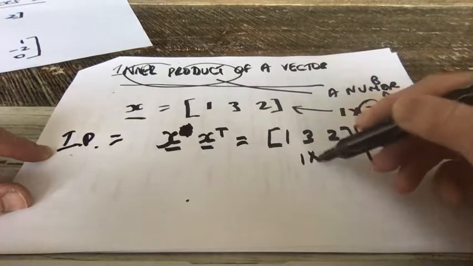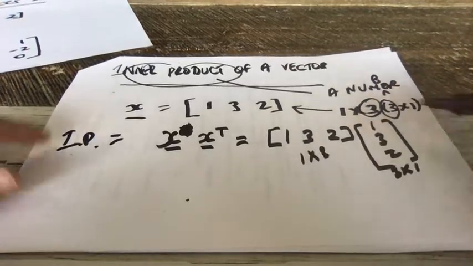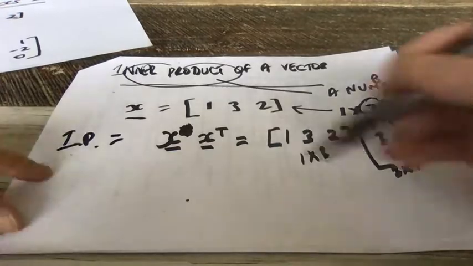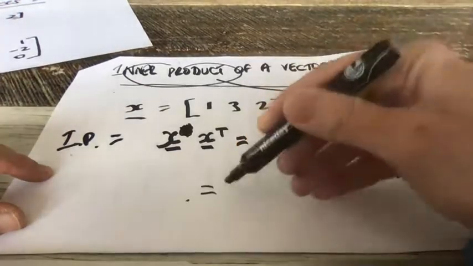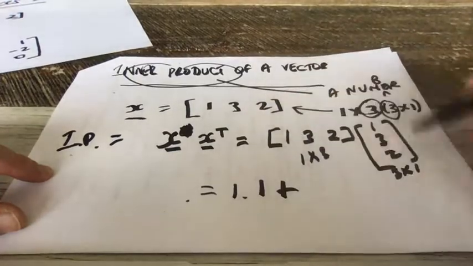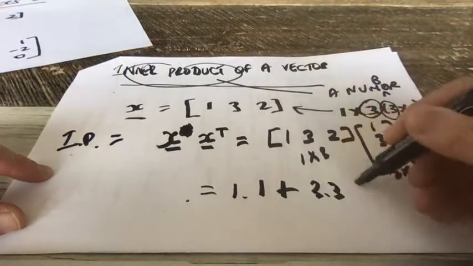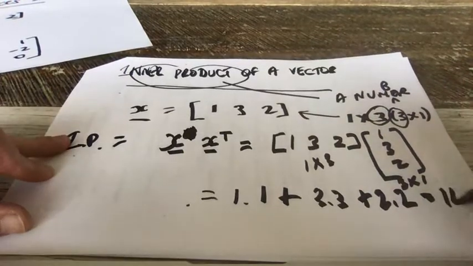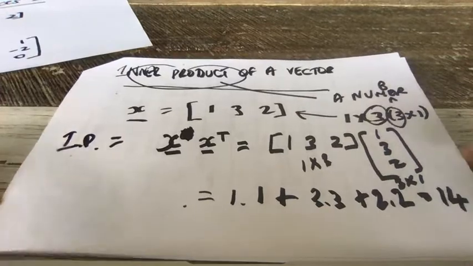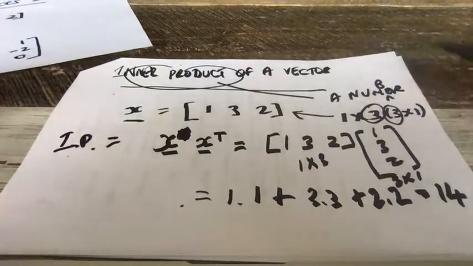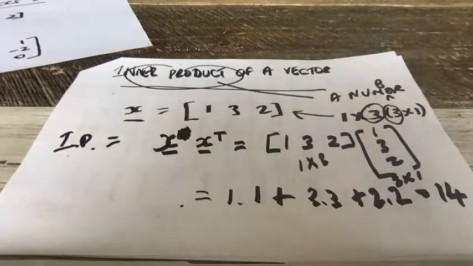This is 1 by 3. This is 3 by 1. So when we multiply it out, we're going to get a number. And the way you do it, of course, is very simple. It's the row by the column, so 1 by 1, 3 by 3, plus 2 by 2, which is 14. And that's it. Now, guys, in the exam, I won't ask you what's the inner product of this vector x. I would tell you calculate x x transpose.